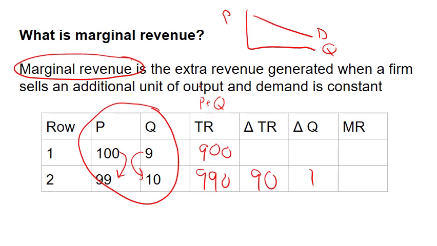Output rose by 1. It went from 9 to 10. Marginal revenue is the change in total revenue divided by change in quantity. 90 divided by 1 equals 90. So we can see here, when a firm has market power, the price it charges for its last unit of output is going to be greater than the marginal revenue it receives for that extra unit of output.